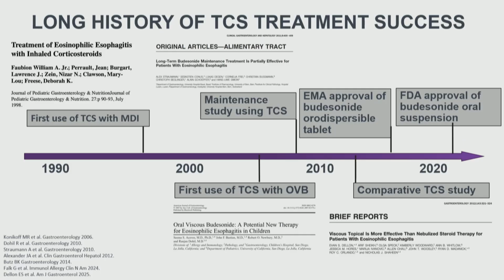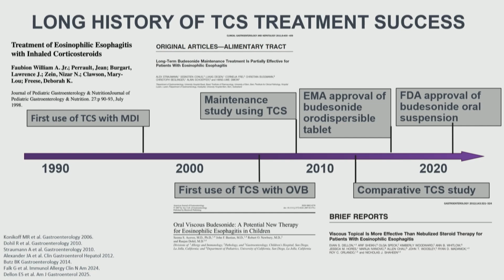This slide illustrates a timeline of the long history of topical corticosteroid treatment success. There were initial reports of treatment of EoE with inhaled corticosteroids in 1998, and then Dr. Aceves' group first described the use of oral viscous budesonide in 2007.